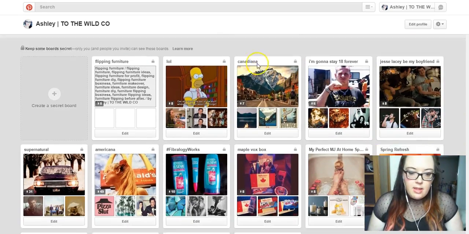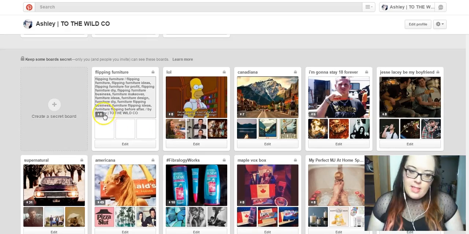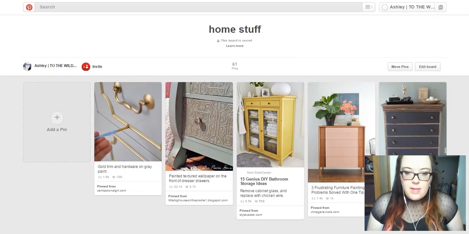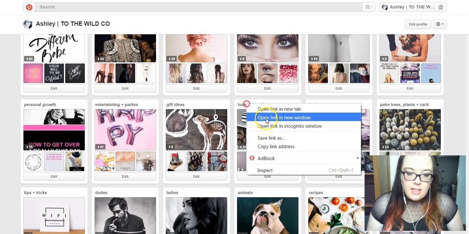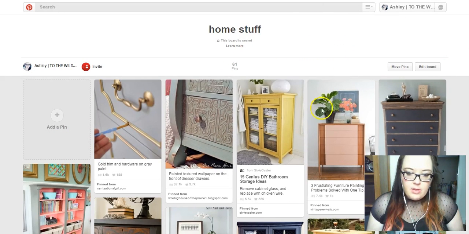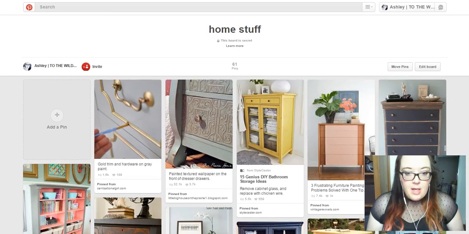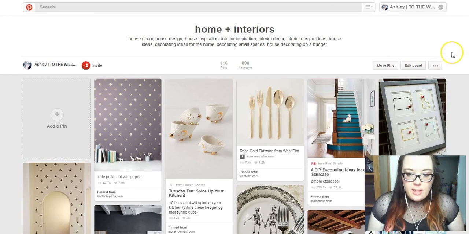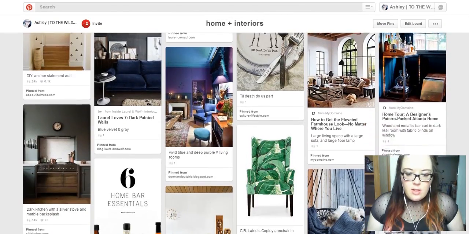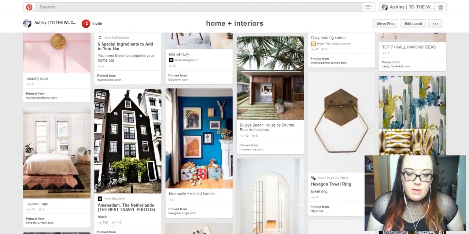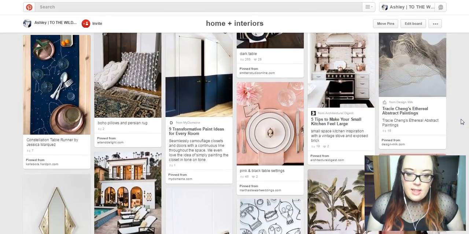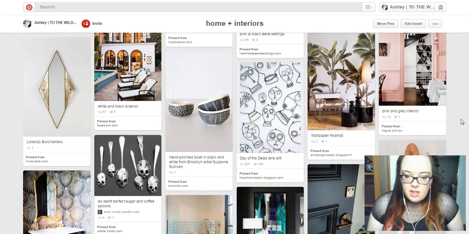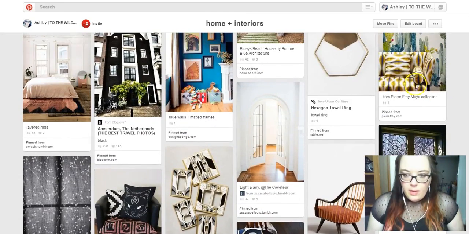So this is the secret portion of my account, where my secret boards are. This is what I mean when I say I have an aesthetically pleasing board and then a board just full of random stuff. So they're both based on my home. There's home stuff and home and interiors. Home and interiors is all in line with my brand. They're nice photos. They're all taller than they are wide. And it works for what I do.